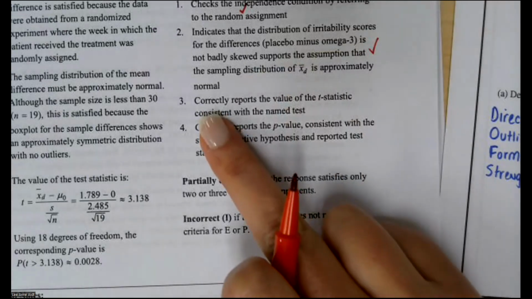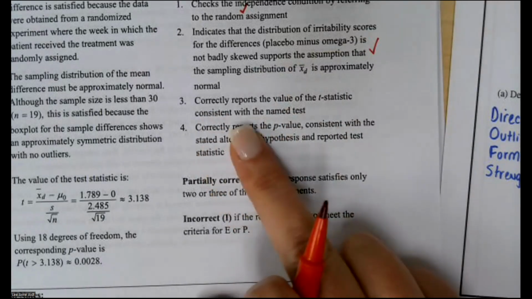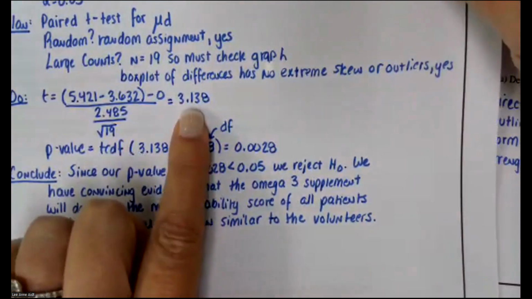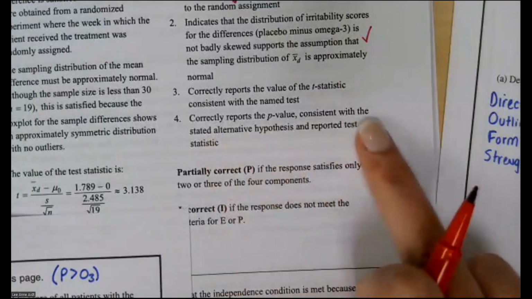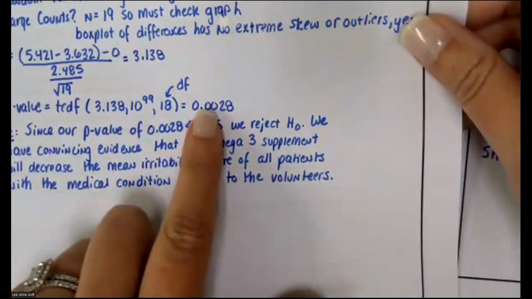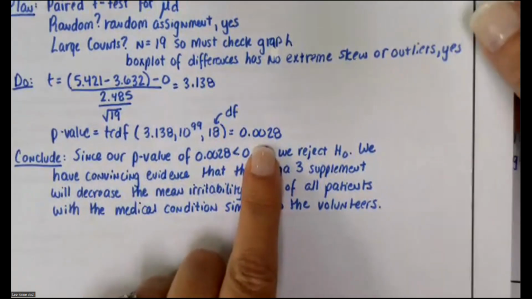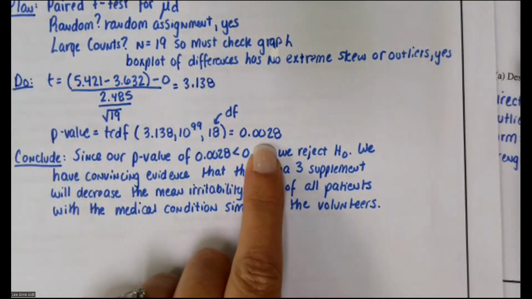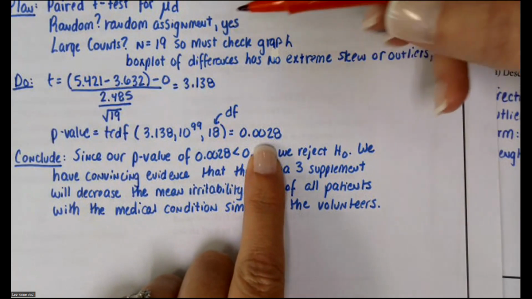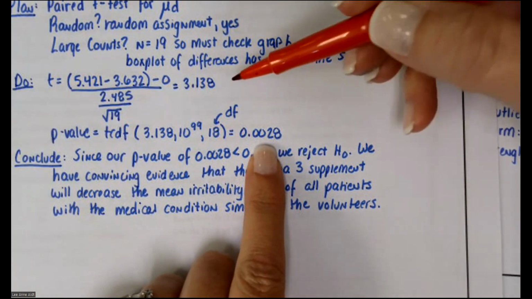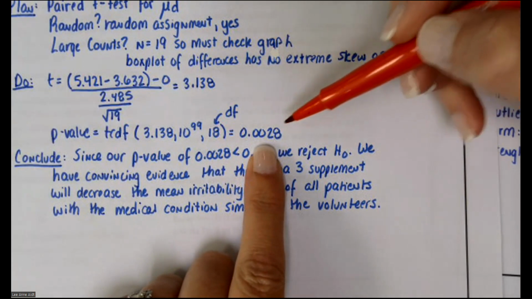Correctly reports the value of the T statistic consistent with the named test. That's 3.138. And then correctly reports the p-value, which is 0.0028. So section 2 is the random assignment, large counts condition, T statistic, p-value.